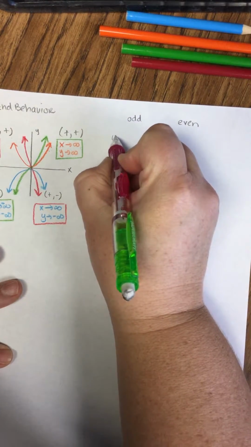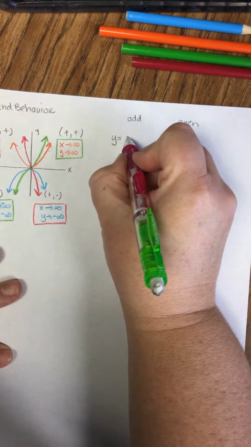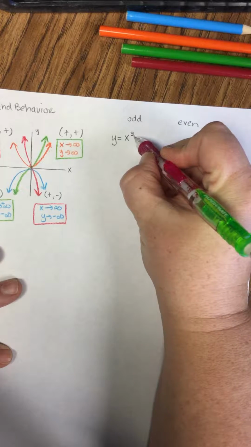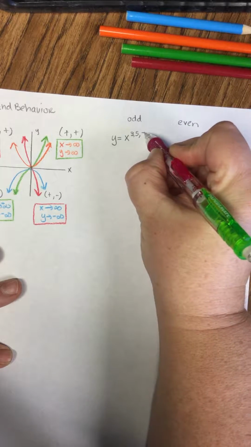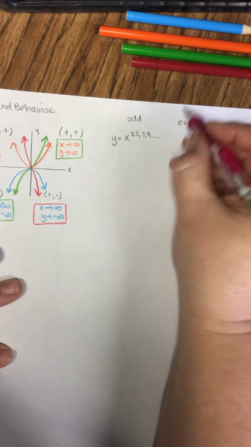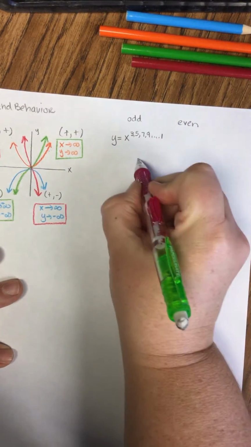Everything works off of y equals x cubed for odd. It doesn't matter if this is to the 5th power, 7th, 9th, etc., as long as this is an odd. It could even be to the power of 1.